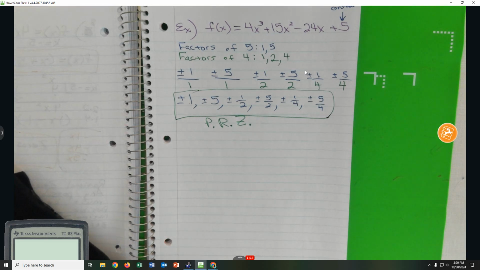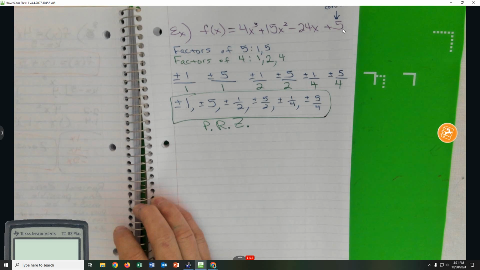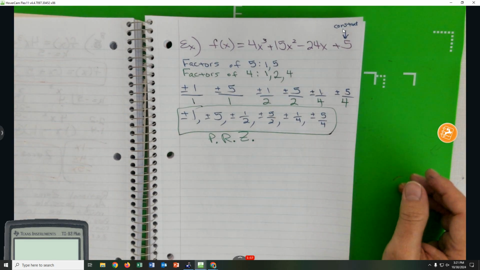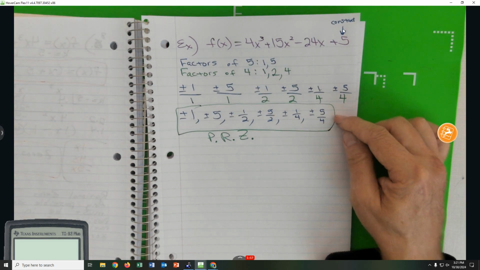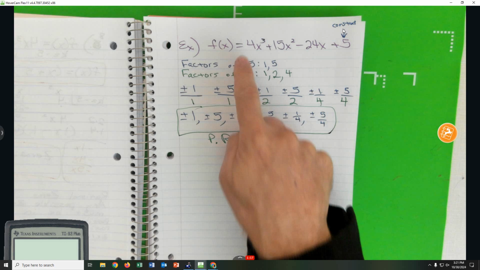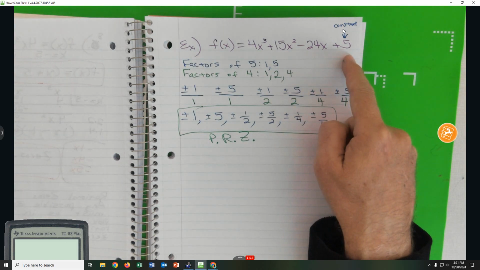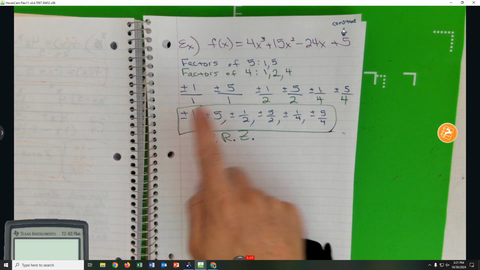So if you had some arbitrary polynomial that you needed to factor and they didn't tell you a zero, you come up with the factors of the constant, the factors of the leading coefficient, make the little fractions, and then get started. Does 1 make it equal 0? If so, then great, use synthetic division. If not, go on to negative 1.